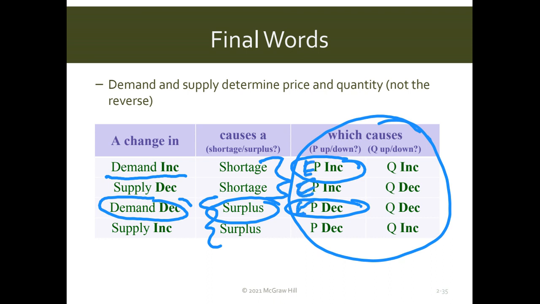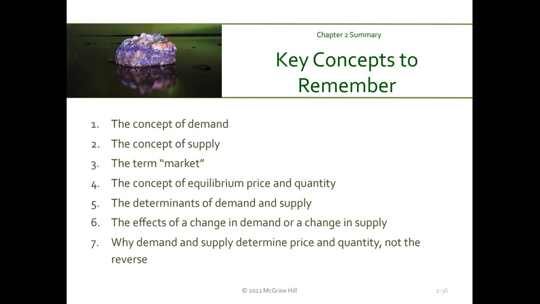Why not summarize everything? So this is the summary of this chapter that you should remember: the concept of demand, the concept of supply, the term market, the concept of equilibrium price and quantity, the determinants of demand and supply, the effects of a change in demand or a change in supply, and why demand and supply determine price and quantity, not the reverse. I've already discussed that, because we combine these curves together to determine price level.